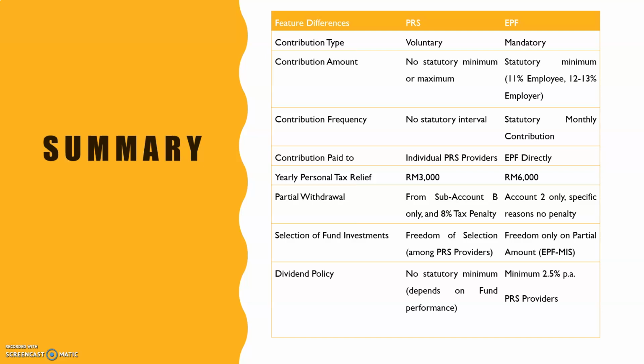Partial withdrawal for PRS is from sub-account B only, with an 8% tax penalty. For EPF, Account 2 only, for specific reasons, with no penalty. Selection of fund investment: freedom of selection among PRS providers. For EPF, freedom only for a partial amount, under the EPF or miscellaneous account. Dividend policy: PRS has no statutory minimum, depends on fund performance. And EPF has a minimum statutory dividend policy of 2.5%. Okay, so this is the summary.